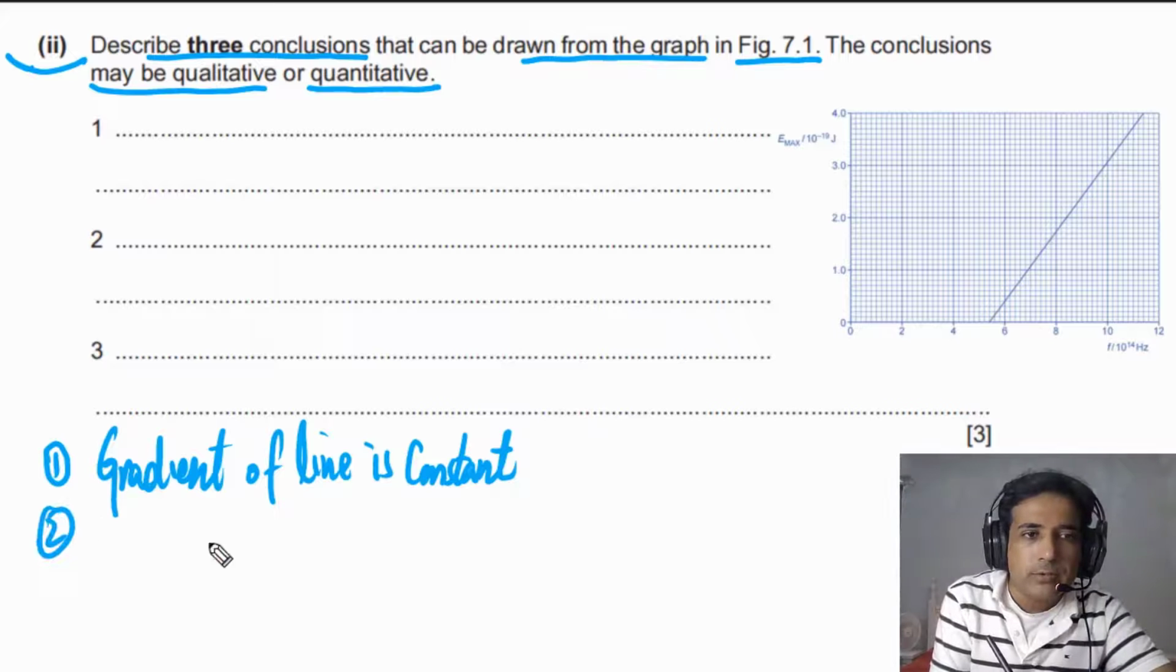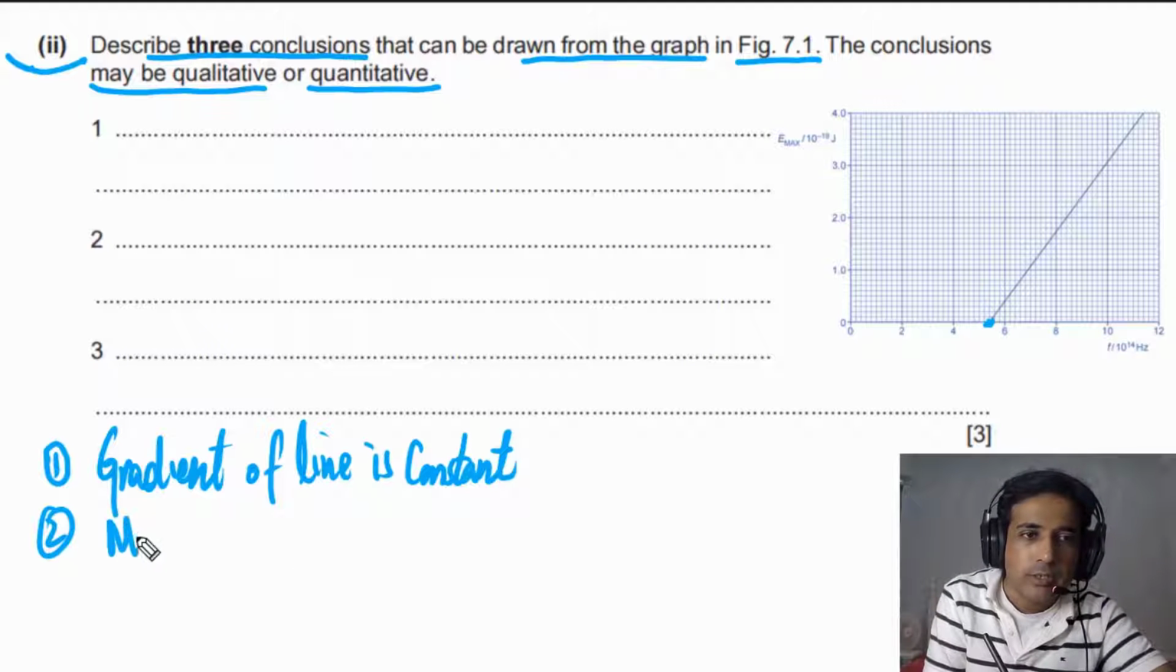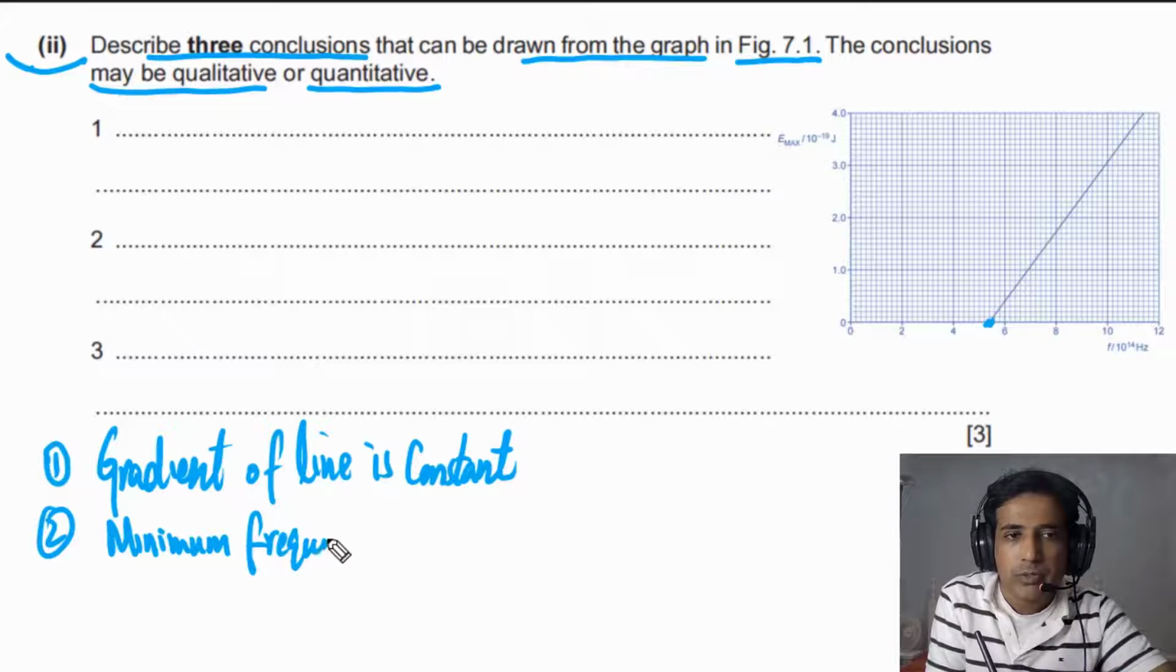And the second thing you can find out from here is that if you look at this point, below this frequency, there is no emission of electrons. But after that, there is emission of electrons. Before that, electrons are not emitted. After this frequency, electrons are emitted. So we can say there is a minimum frequency required for emission of electrons.